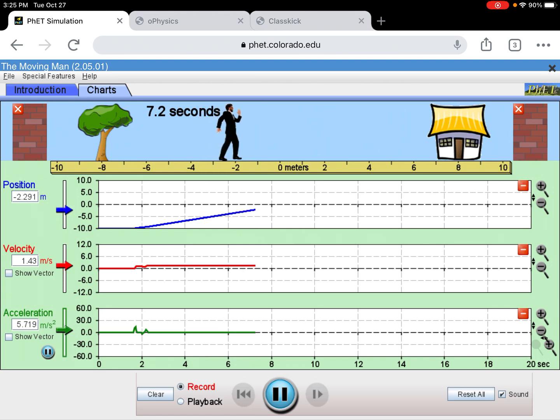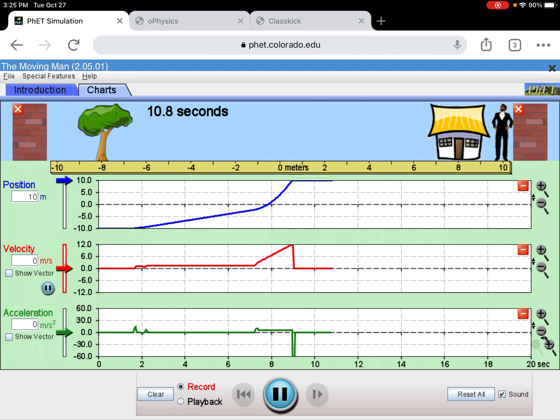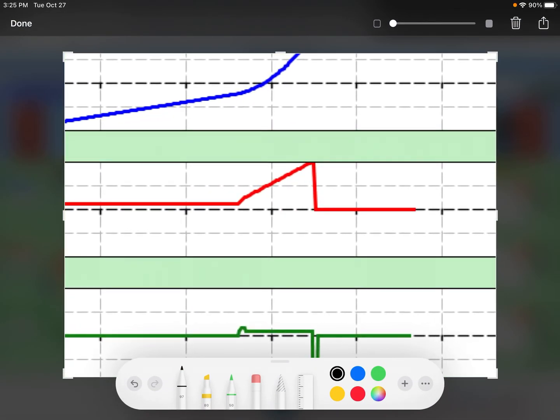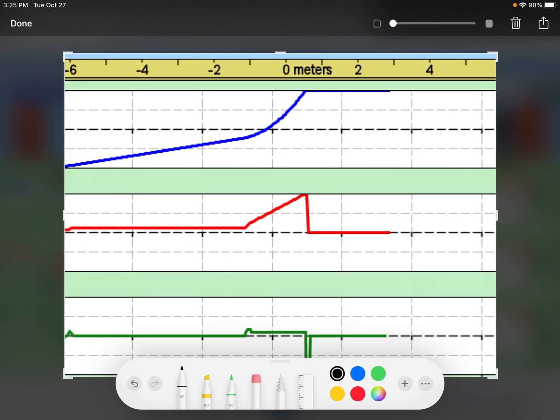Now I'm going to give him an acceleration. A small acceleration. And notice what happens when he accelerates. Here's the section while he's accelerating. The position time graph is quadratic. The velocity time graph is a diagonal, and the acceleration time graph is a horizontal line.